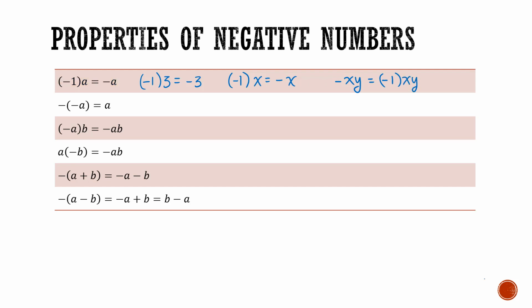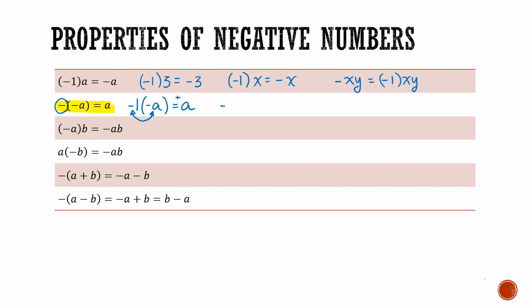Our next rule is negative times -a is equal to a. Now the key with this rule is to recognize that when we have a lone negative, it is the equivalent of -1. So this is -1 times -a is equal to a. So this lone negative needs to be thought of as -1. Then we have two negative values being multiplied, and we end up with a positive value.